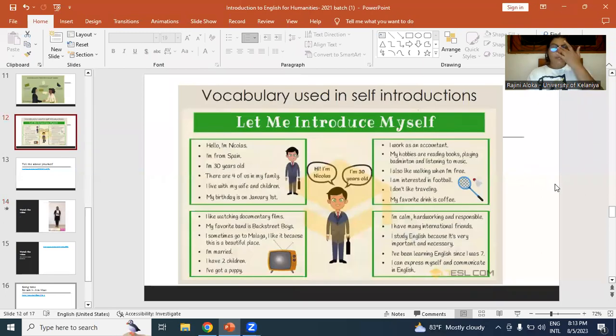So moving on, vocabulary used in self-introductions. You can say, hello, I'm your name. So I can say, hello, I'm Rajini, and I'm from Sri Lanka, and I'm 27 years old. There are 4 members in my family, and I live with my husband and my mother, and my birthday is on this date, and so on. Those are the general things you can tell. And also you can talk about your likes and dislikes, like I like watching films on Netflix, and I like reading books. My favorite singer is this person, and my favorite movie is this. I love watching movies, and usually at my leisure time I do these things.